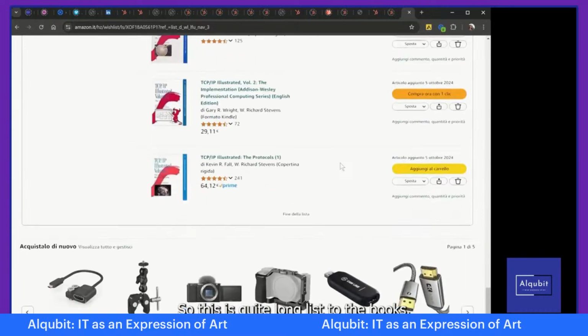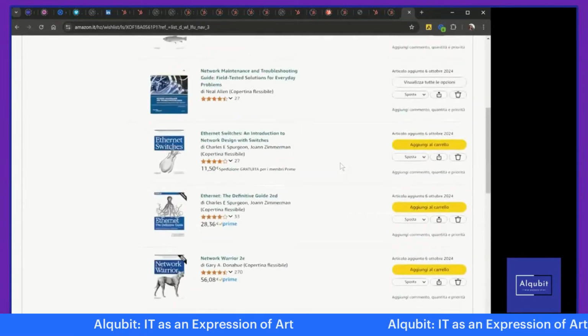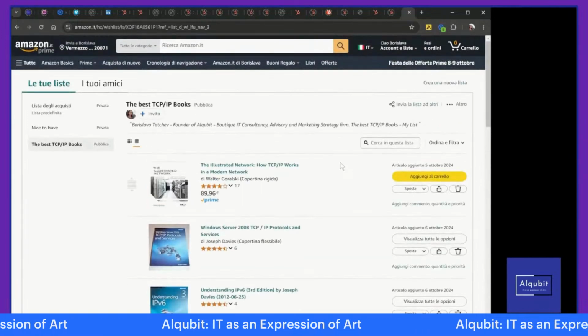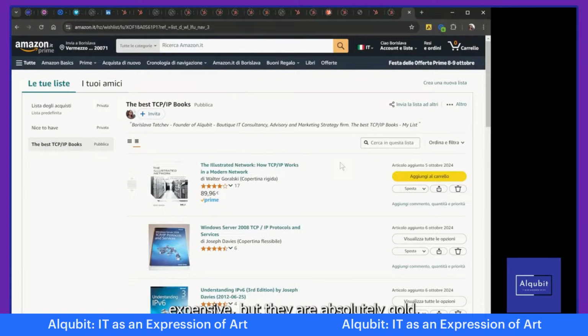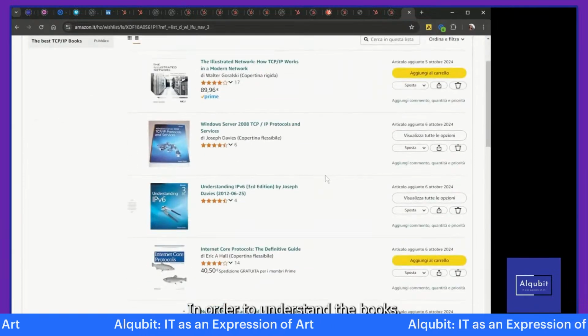So this is quite a long list. Some of the books are quite expensive, but they are absolutely gold in order to understand the subject.